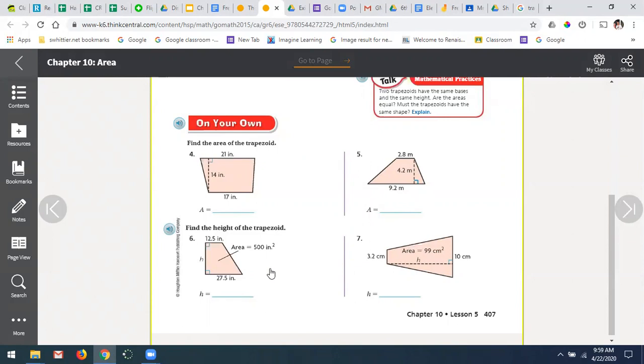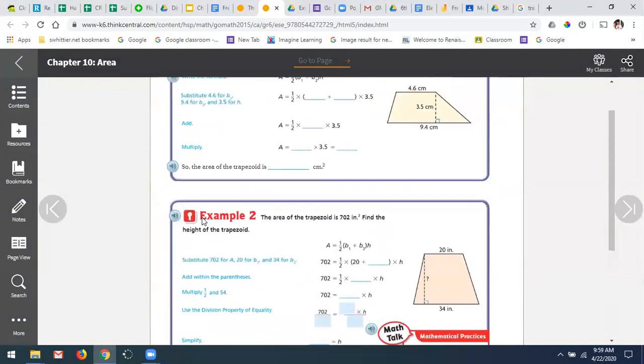Okay, use the formula, use the examples we did together on this page to help you out.